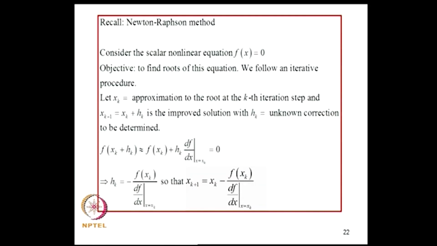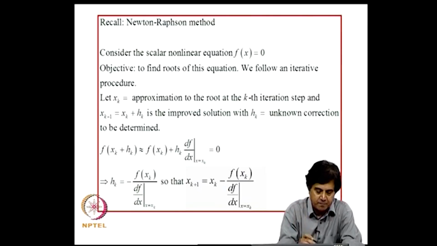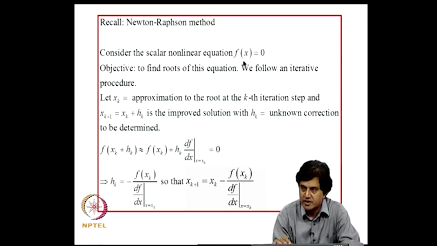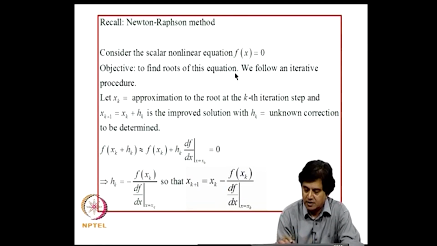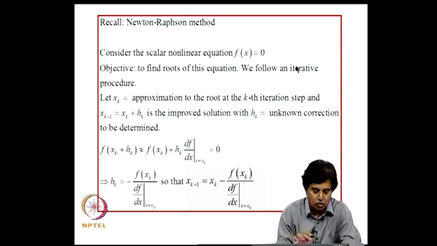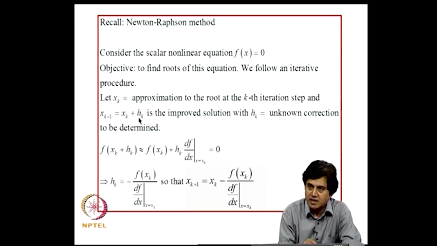So, how do we tackle this? One of the popular algorithms for this is the Newton-Raphson method. We will quickly recall how you implement that method. Suppose we consider a scalar nonlinear equation f of x equal to 0. Our objective is to find roots of this equation. We follow an iterative procedure. We consider xk to be the approximation to the root at the kth iteration step, and xk plus 1, the improved solution, is xk plus a correction. Now, the objective is to find what this correction should be.